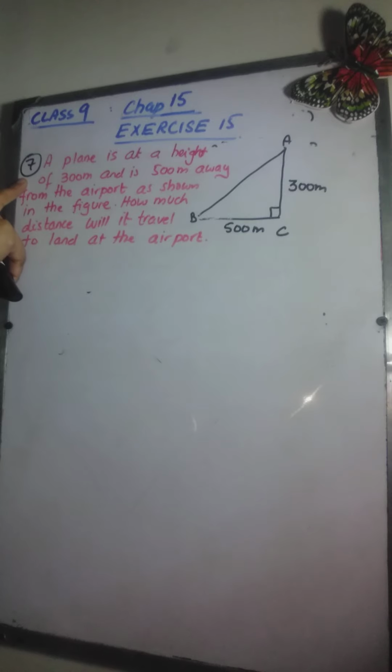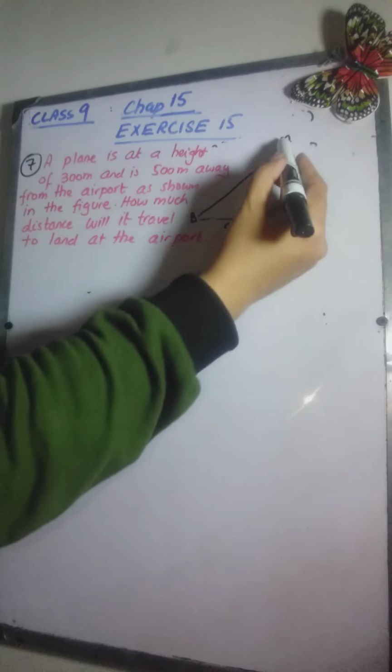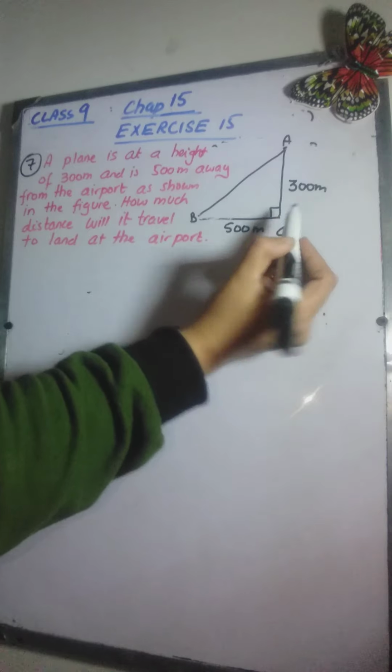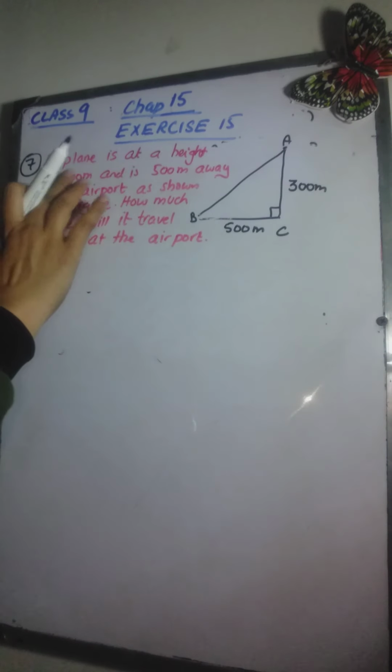Continuing with exercise 15, we were on question number 7. The question is that a plane is at a height of 300 meters. So you have a plane over here which is at a height of 300 meters. Its height from the ground is 300 meters and it is 500 meters away from the airport.